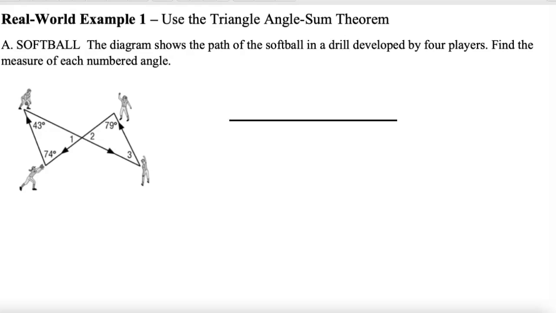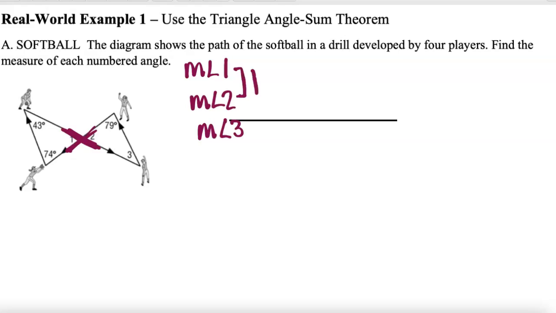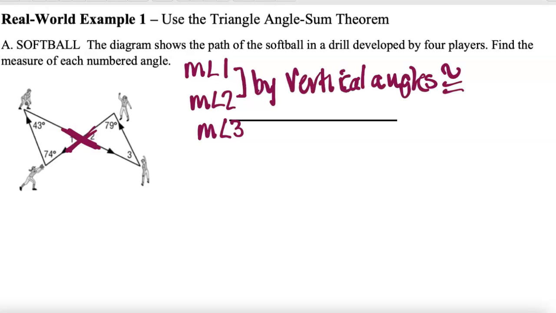So here we have an example, and they're asking us to find the measure of each numbered angle. So what we're trying to find is the measure of angle 1, angle 2, and angle 3. One thing to note here is that we already know certain things about these triangles because angle 1 and angle 2 are the same angle by vertical angles. So once we find one of them, we will be able to tell what the other one is. So we're going to start by looking at this triangle right here.